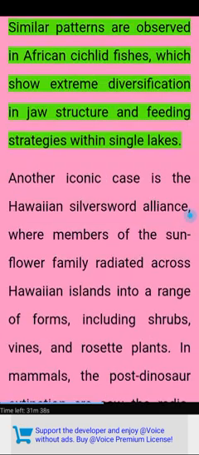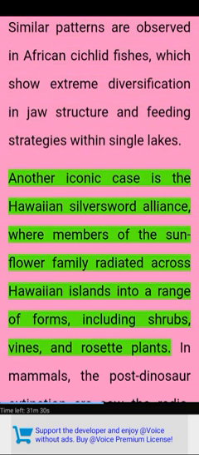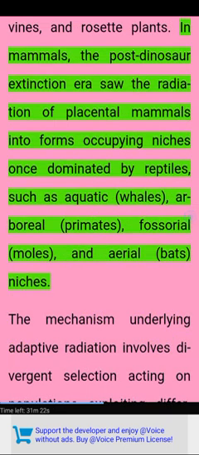Similar patterns are observed in African cichlid fishes, which show extreme diversification in jaw structure and feeding strategies within single lakes. Another iconic case is the Hawaiian silversword alliance, where members of the sunflower family radiated across the Hawaiian Islands into a range of forms, including shrubs, vines, and rosette plants. In mammals, the post-dinosaur extinction era saw the radiation of placental mammals into forms occupying niches once dominated by reptiles, such as aquatic whales, arboreal primates, fossorial moles, and aerial bats.